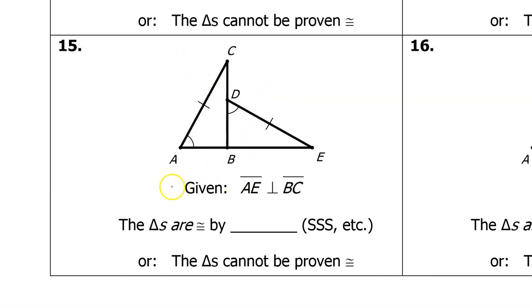We are told that AE is perpendicular to BC. So here's AE, and here's BC. So if those are perpendicular, that means we have a right angle here and here. All right, because of the right angles, we should quickly ask ourselves, do we have hypotenuse leg? Okay, let's focus on one triangle at a time. So I'm just going to pick this triangle over here.